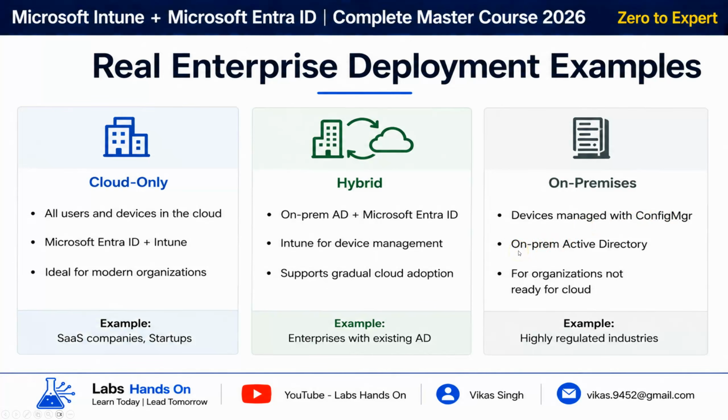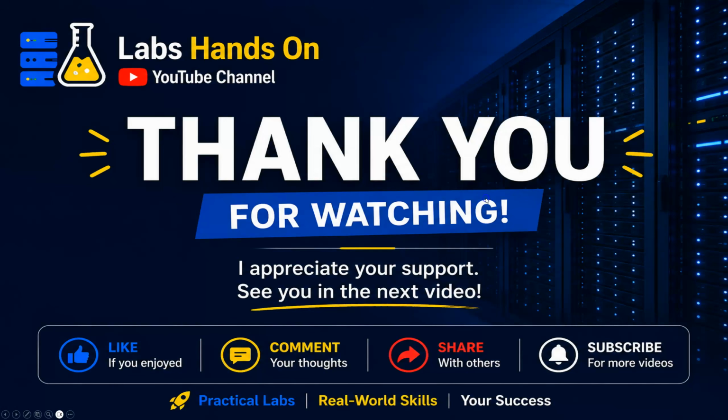And then you have on-premises Active Directory for organizations not ready to move to the cloud. So this is for most of the highly regulated industries such as banking and trading infrastructure, where you don't want to put your infrastructure on the cloud due to limitations or whatever regulatory requirements are there. So this is pretty much everything which I wanted to cover in this video.